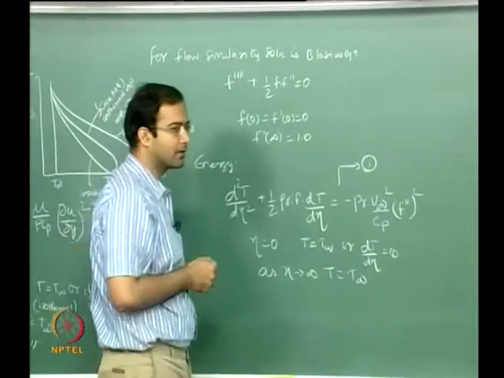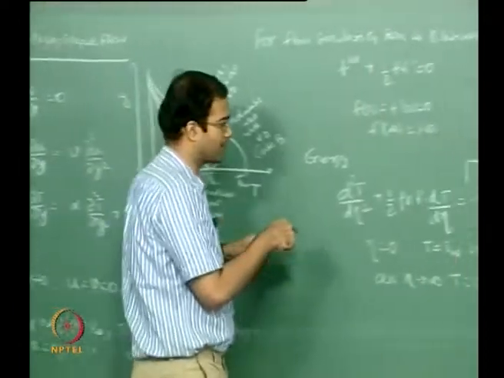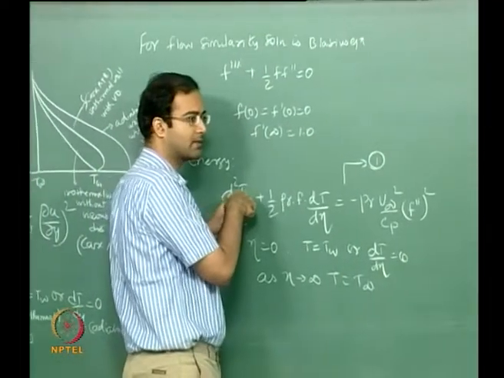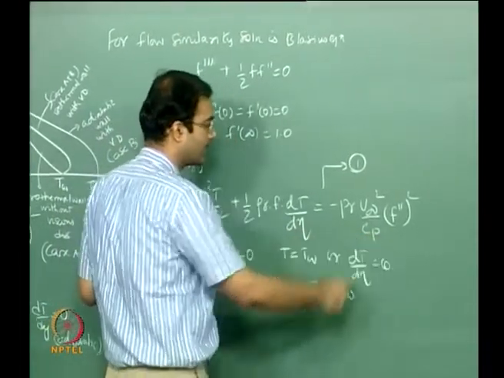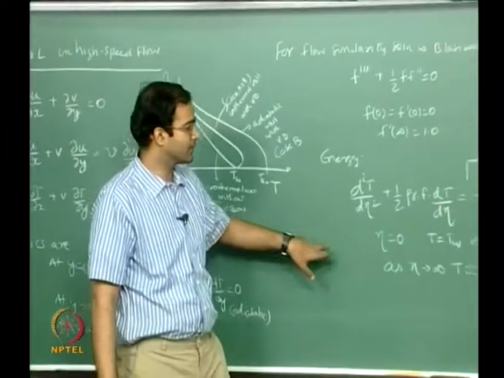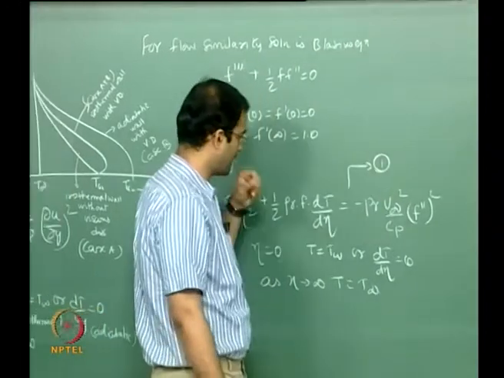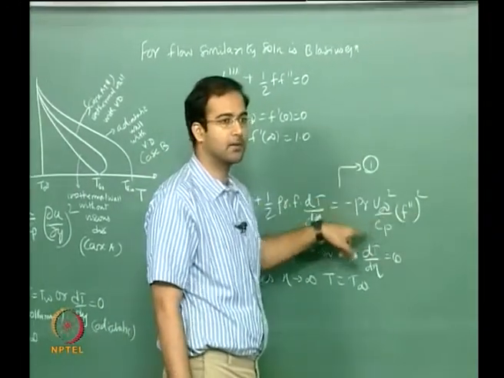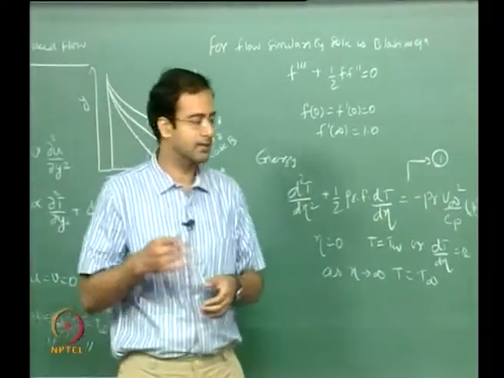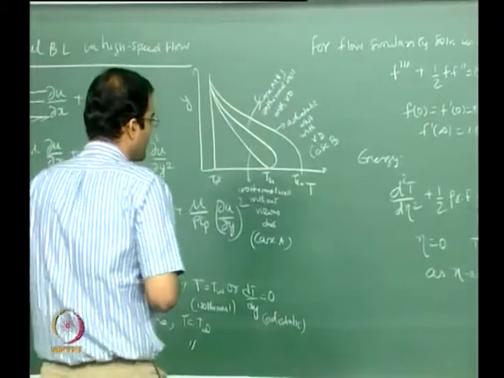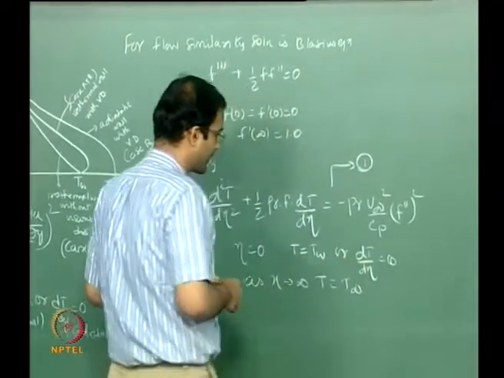Now if you substitute the similarity variables for u, v and du by dy into the energy equation, and you don't write a non-dimensional form of temperature, you just retain the dimensional form, this is the similarity ordinary differential equation for energy. Compared to the other case, the Falkner-Skan or the flat plate case, you now have this additional term coming from the viscous dissipation. If this term was not there, it would reduce to your earlier simpler form. And now this can be subjected to either of these boundary conditions depending on the case.